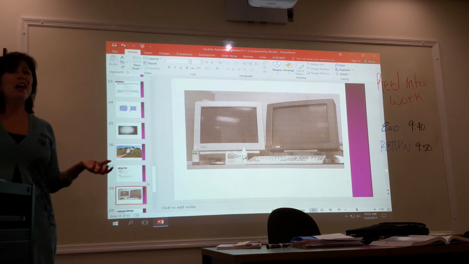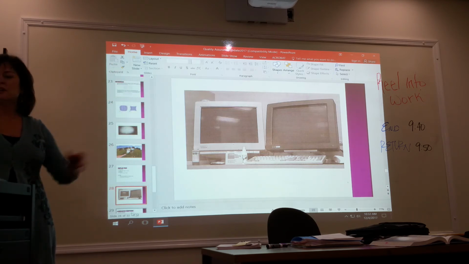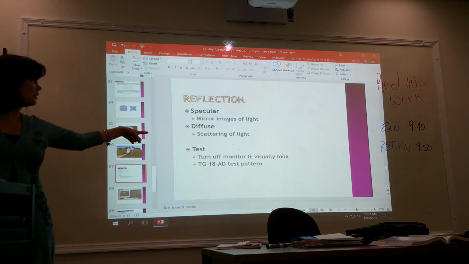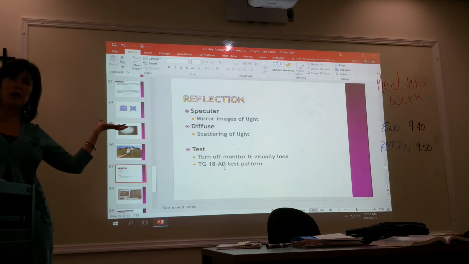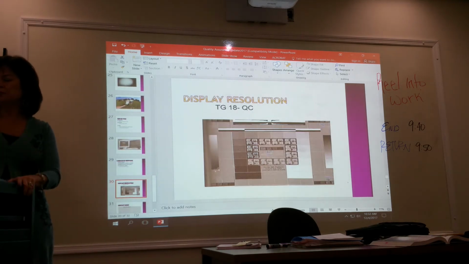How do you test for that? Get the image off the monitor and look at it. So some of these tests can be pretty simple. It says turn off the monitor and visually look, or get your test pattern out for that also. So some things to look at.